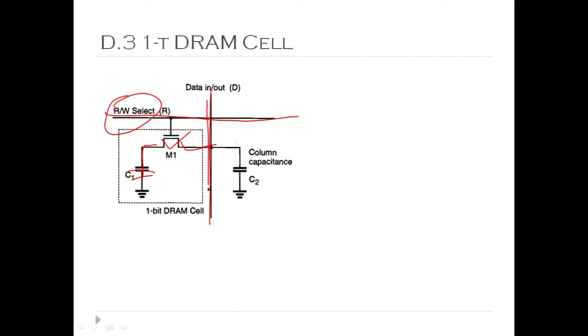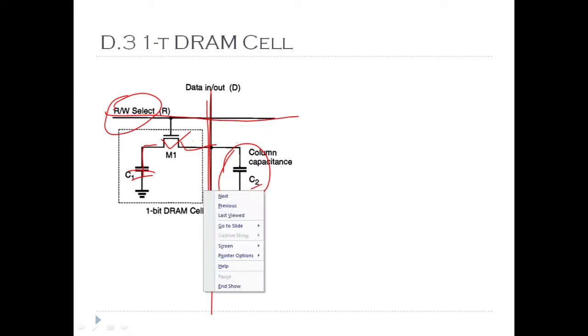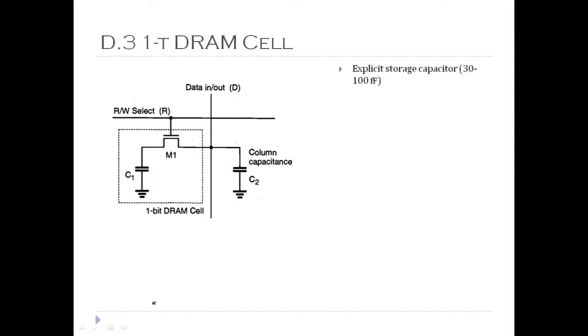Now such a number of cells are connected to the same column, and hence its capacitance is large, and it is represented by this column capacitance C2. Typically the capacitance of C2 is of one order higher magnitude as compared to C1. The value of this explicitly connected capacitance C1 is in the range of 30 to 100 femtofarad.